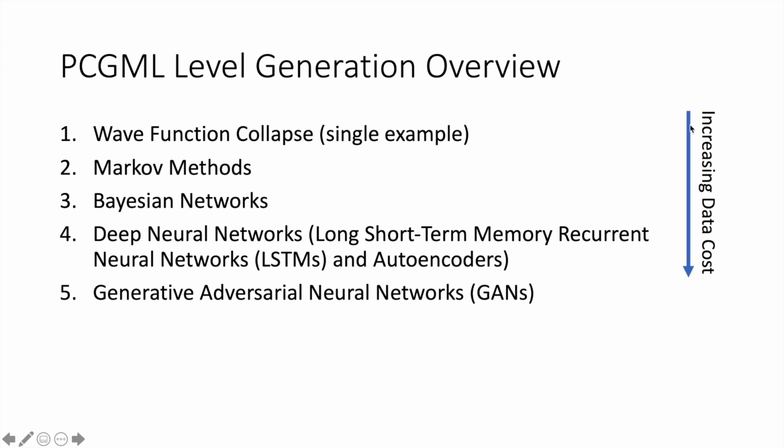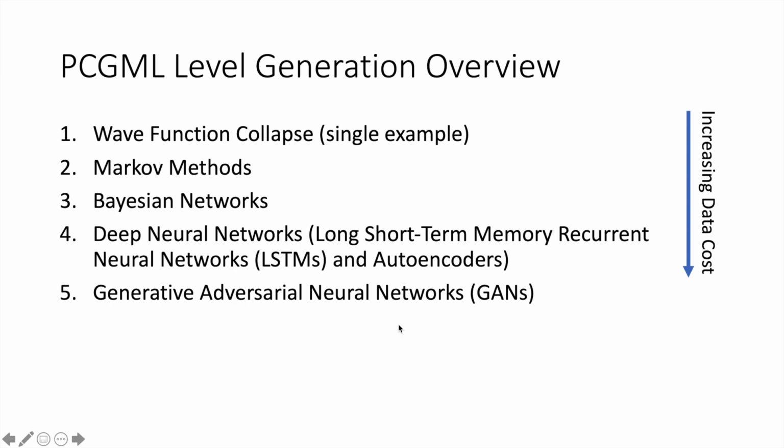We can basically think of these as having increasing data costs. So wave function collapse can produce decent output with a single example. Markov models work fairly well with lower numbers of training examples, hundreds of examples. Same with Bayesian, you might need a little bit more for that. And then we get into basic deep neural networks, right, where we can get something maybe if we have thousands, but we really want more like millions of training examples.